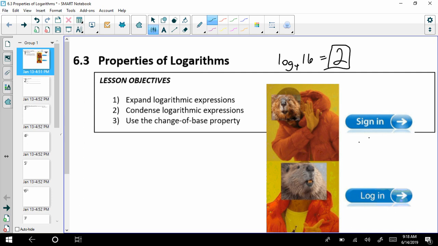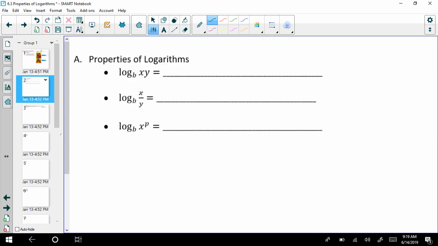Since we're going to be building up to solving equations with logs in them, this section is some useful simplifying properties that will make solving easier. So all of our objectives today have to deal with these simplifying properties. So there's going to be 3 of them. And they're kind of funky how they work.